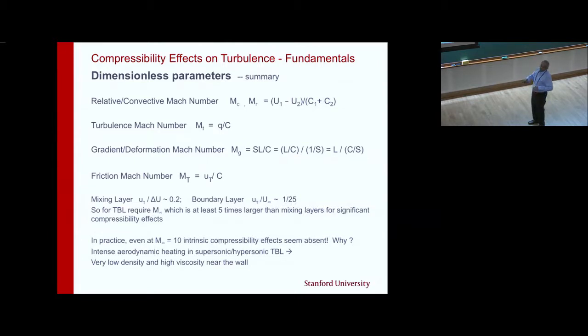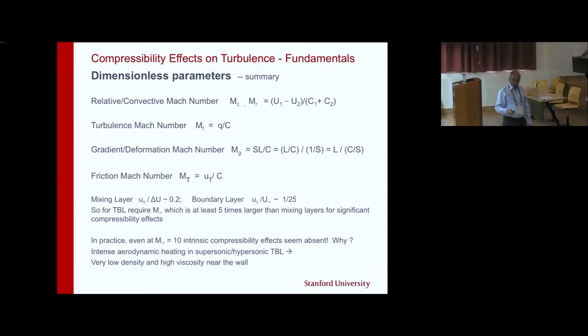Why is it that even at 10, there isn't anything? That requires some thought, and it's relatively simple. Of course, in the near wall region, there is very intense aerodynamic heating, and the consequence of that is very low density and a region of high viscosity near the wall. This has an effect, which we will talk about further, which extends this factor up further, and up until 10, there has been simulation exploration, and no intrinsic compressibility effects are observed.